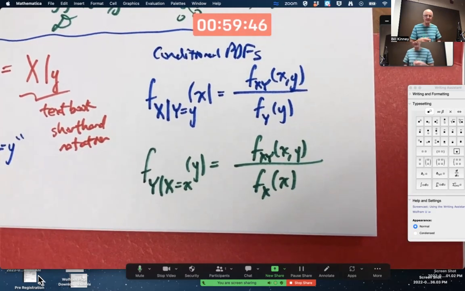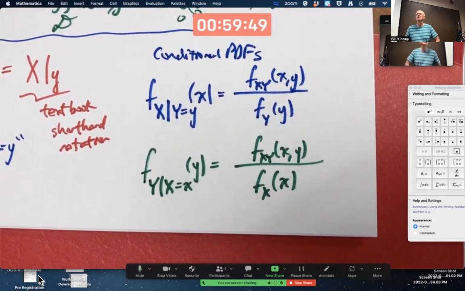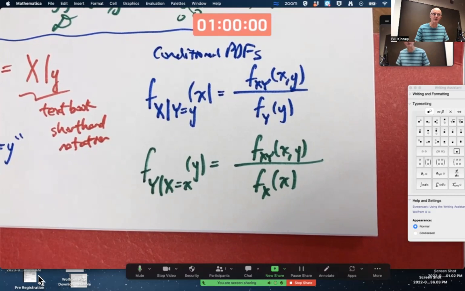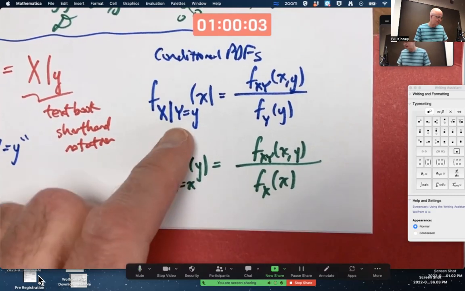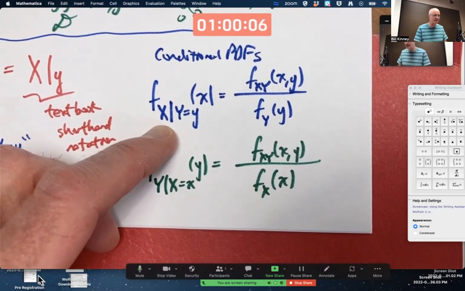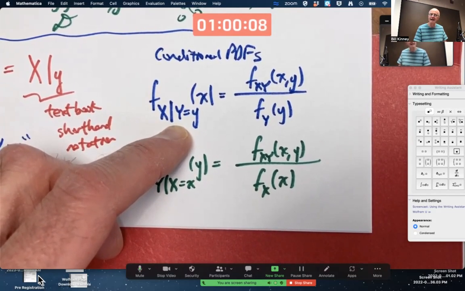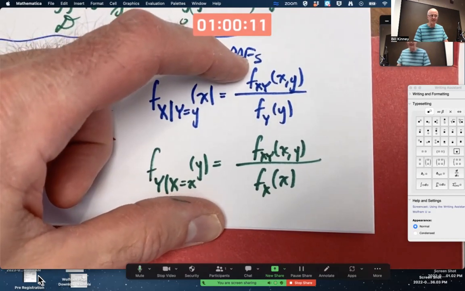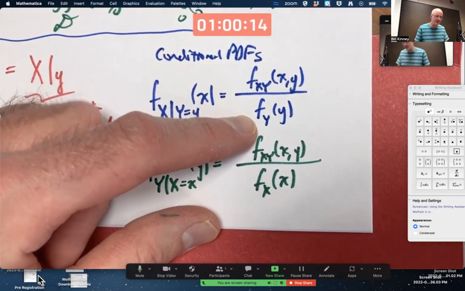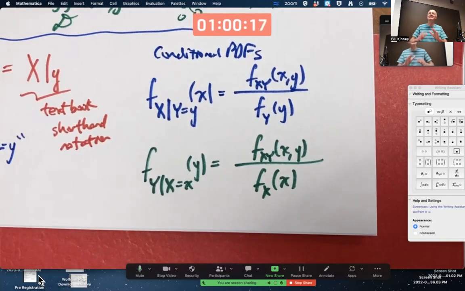These ratios are meant to be analogous to the ratios defining conditional probabilities back in chapter 2. In fact, if the random variables x and y are discrete, it is the formula from chapter 2. This is the conditional probability of A given B: the probability of A intersect B divided by the probability of B. It's the exact same formula as in chapter 2 if x and y are discrete random variables. But you still use these formulas even if x and y are continuous random variables.